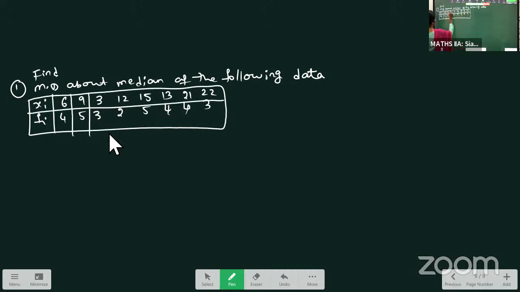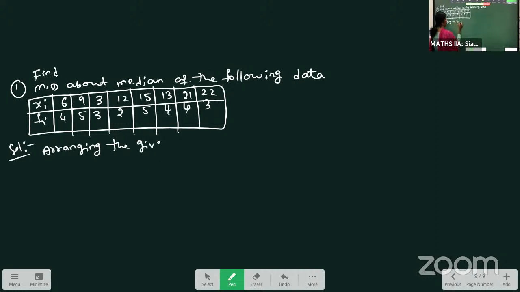Now, by using this table, we have to find out mean deviation about median. The solution goes like this. When the question is about median, the first step is arranging the data in ascending order.